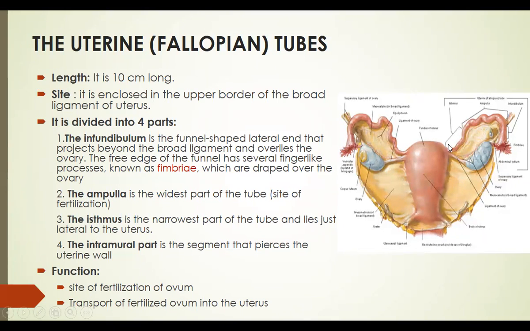And then we have the intramural part. The intramural part is the segment that pierces the uterine wall. Here there is a small part within the wall of the uterus. The wall of the uterus is thick because of the muscular part.